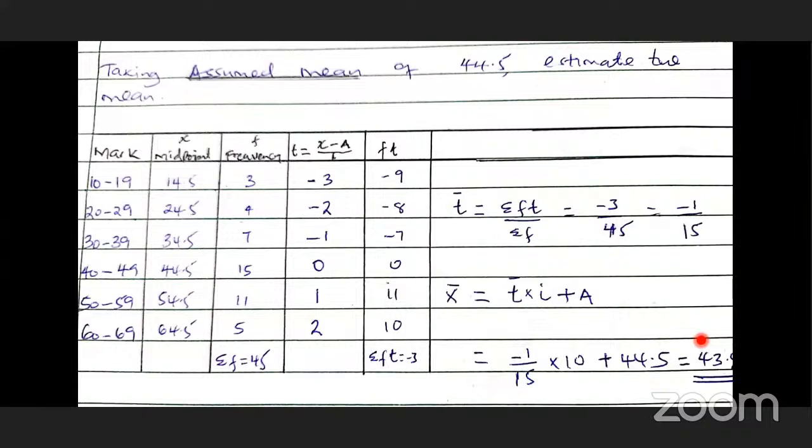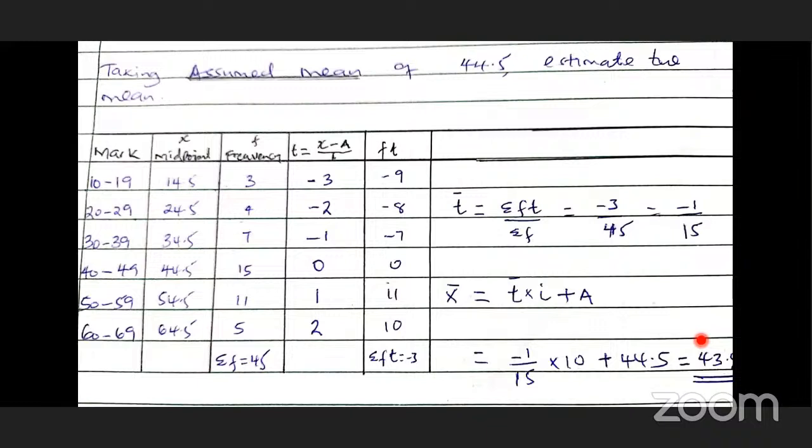For example, the first class is 10 to 19. So when I look at 10 to 19, I'll take 10, I add 19 and divide by 2. That becomes the midpoint, which is our x.